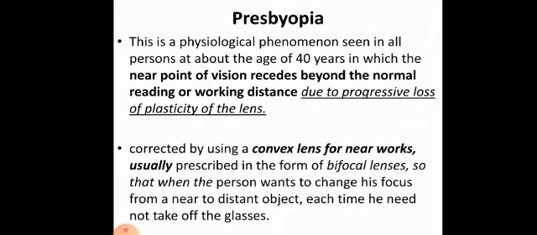Now as the near point recedes beyond a point at which one is used to doing close work or reading ordinary print, which is normally around 28 centimeters from the eye, the person will have difficulty in reading, writing, or performing any kind of close work. Presbyopia is corrected by convex lens for near work, usually prescribed in the form of bifocal lenses, so that when the person wants to change focus from a near to a distant object, each time he need not take off the glasses. So that's what presbyopia is and how it is corrected.